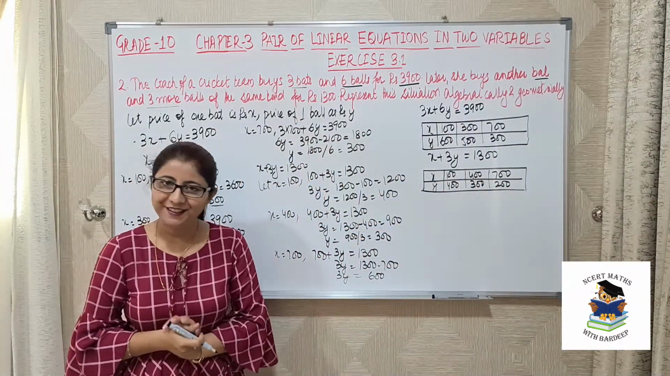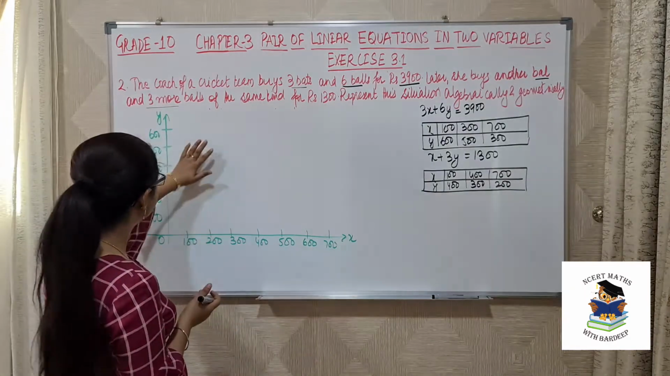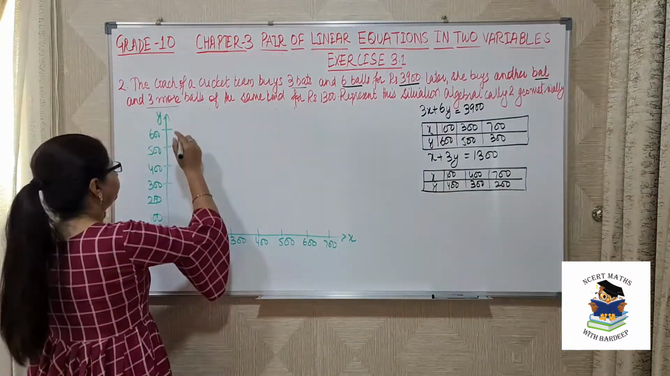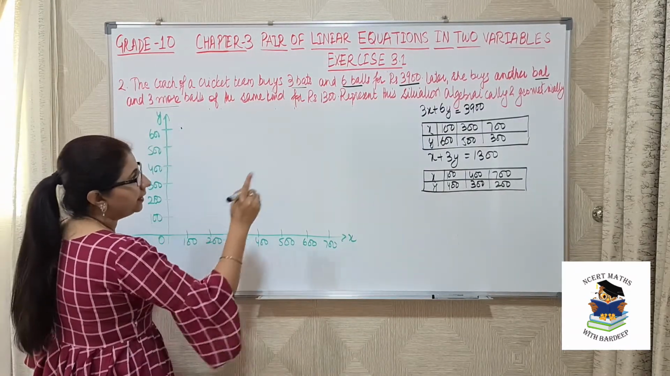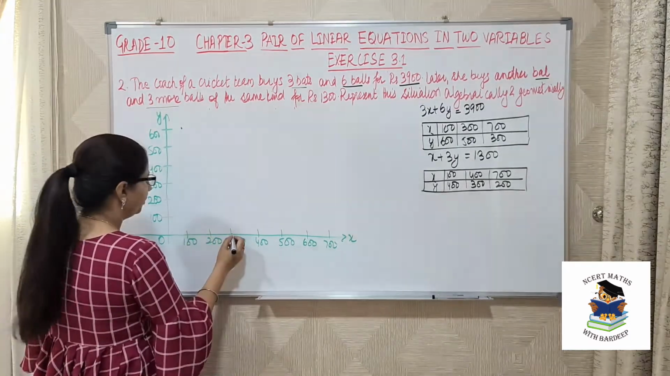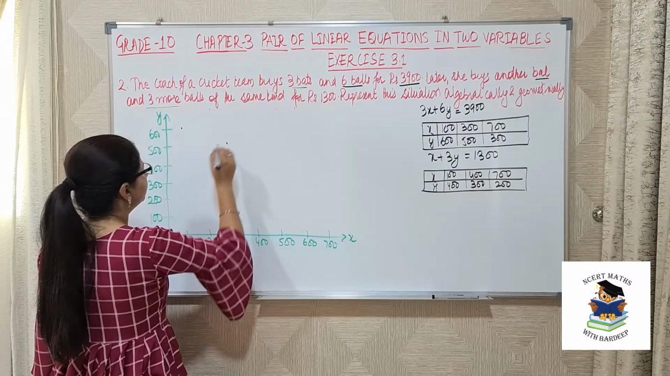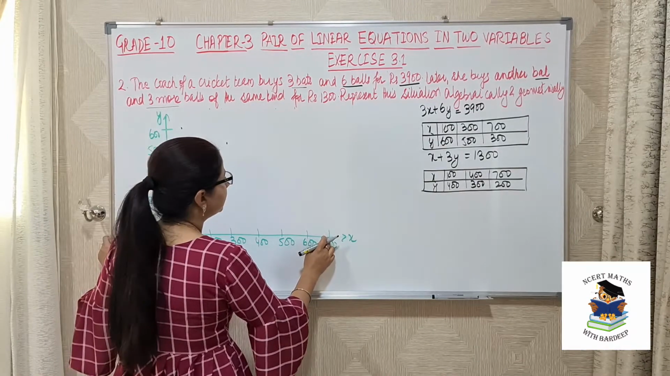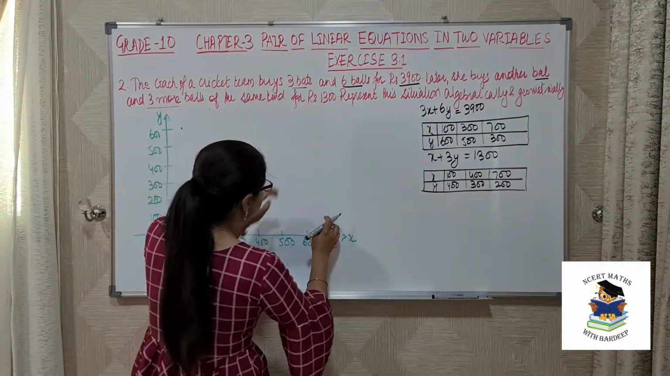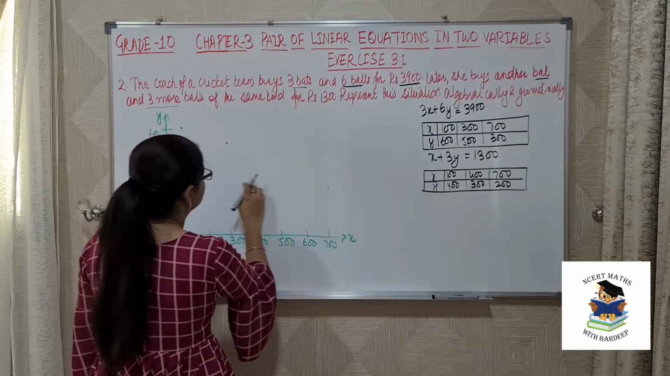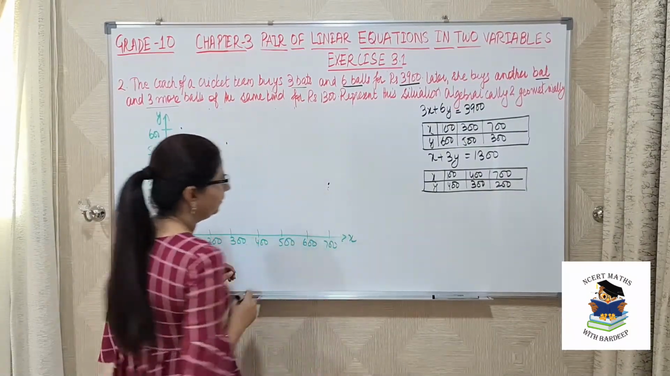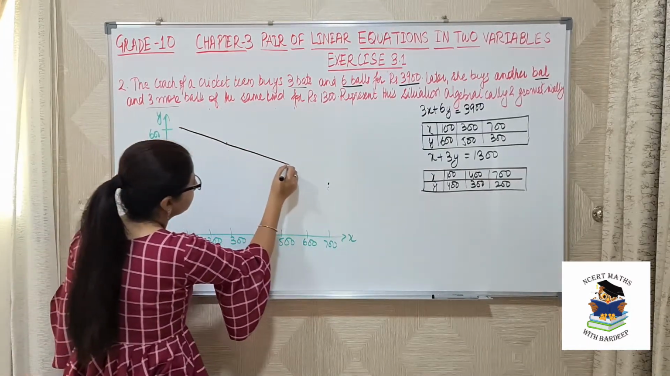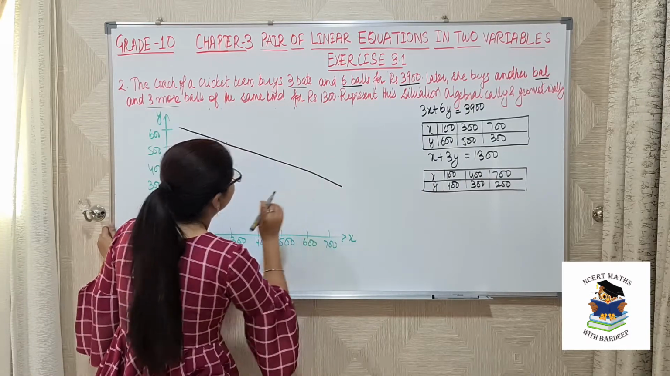Now let's make their graph. For the first equation, we will plot these points, that is 100, 600. So this will be the point. Second is for 300, y is 500. So this is 300 and y is 500. Third point is 700. So this is x as 700 and y as 300. So somewhere here. Okay, so these 3 points, let's join them. Sorry, this is not a straight line.